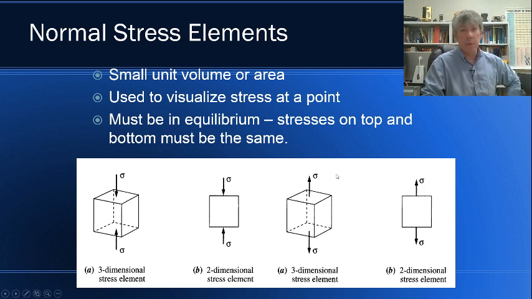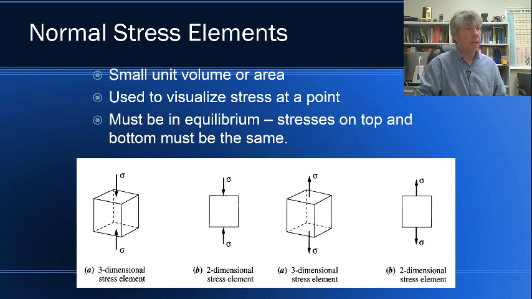So the first case, A, we've got a 3-dimensional stress element. In reality, all elements are 3-dimensional, but sometimes we'll simplify it down where it looks like B, where we have a 2-dimensional stress element. And these elements could have compressive or tensile stresses on any surface. We've just shown a compressive stress and then a tensile stress on the upper and lower surface, but really it could be on any surface. Now understand that on opposite faces, the stresses have to be the same for the element to be in equilibrium.